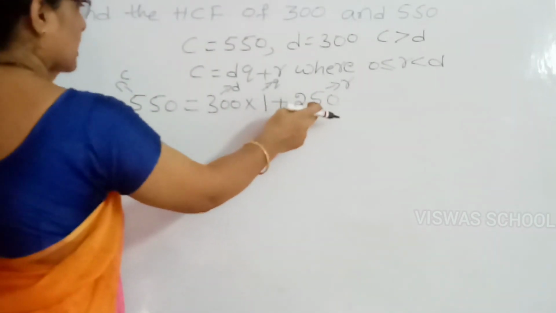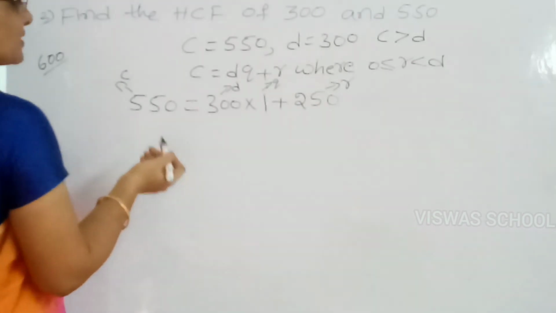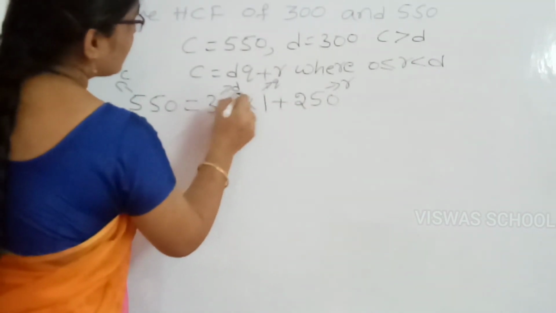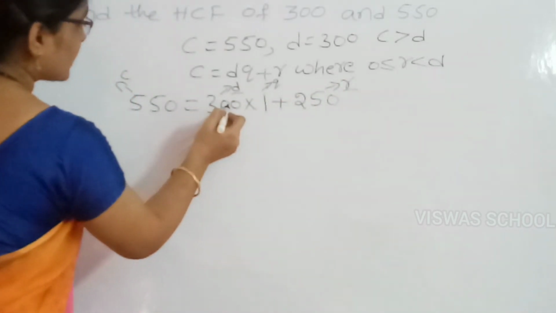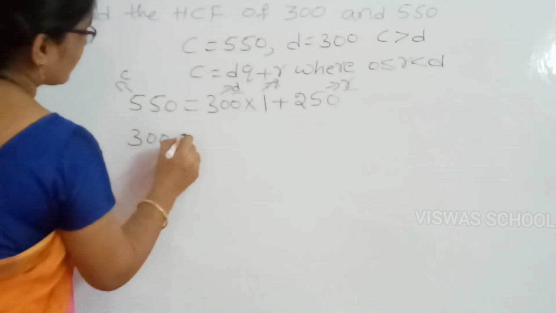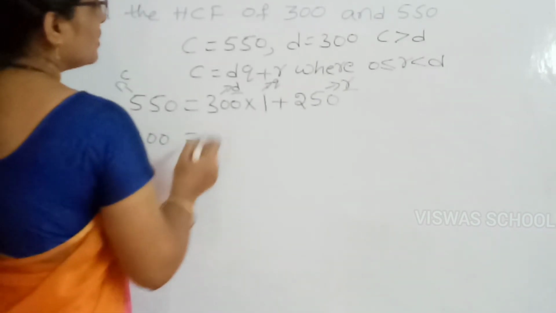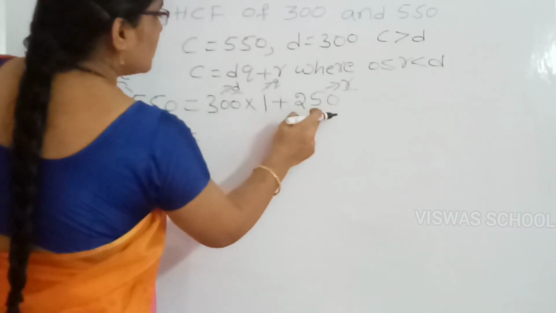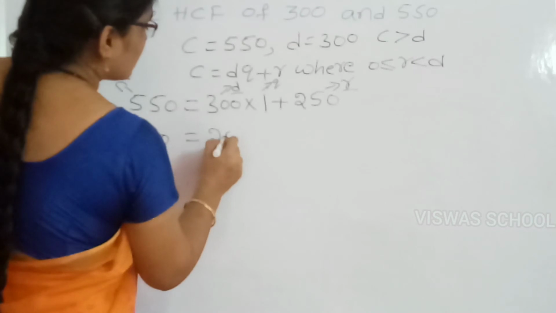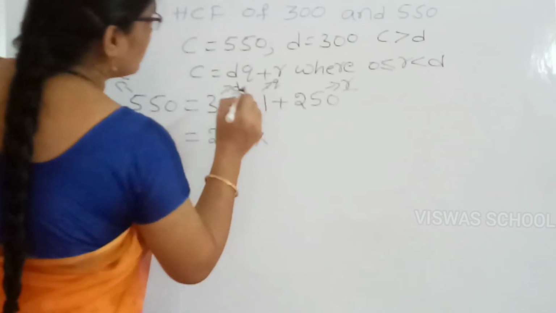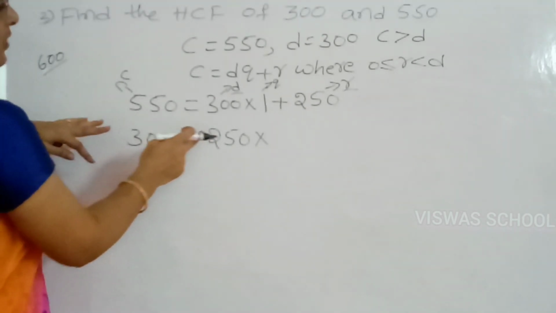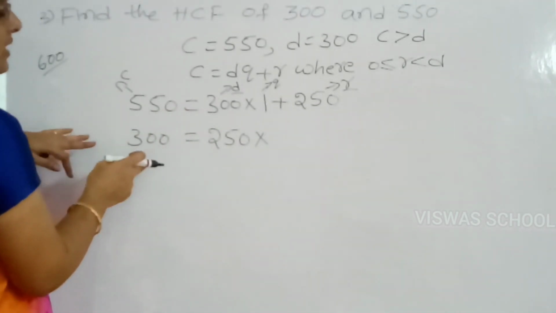Okay, here R is not equal to 0. That's why we have to continue the process with which values? That is D and R. D value is what here? 300. That is, 300 is equal to D and R. R value is what? 250. This 250 we have to take as D. That is 250 into quotient. 250 ones are what? 250. If it is 250 twos, then what will happen here?